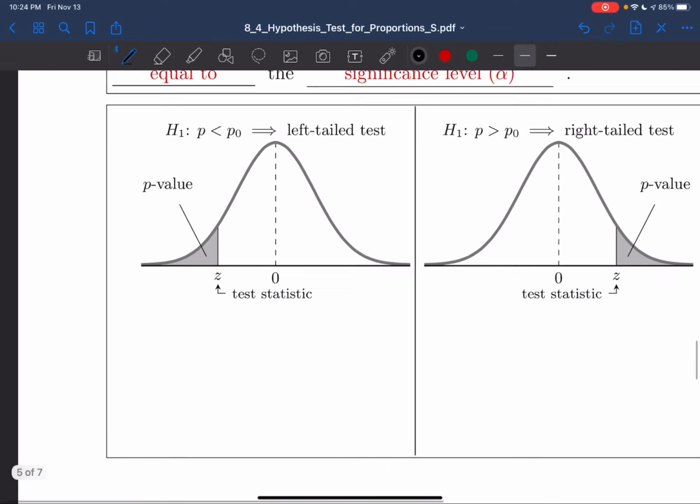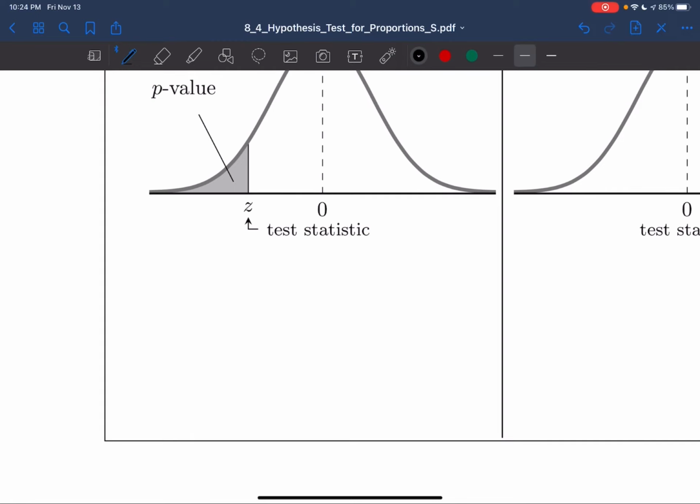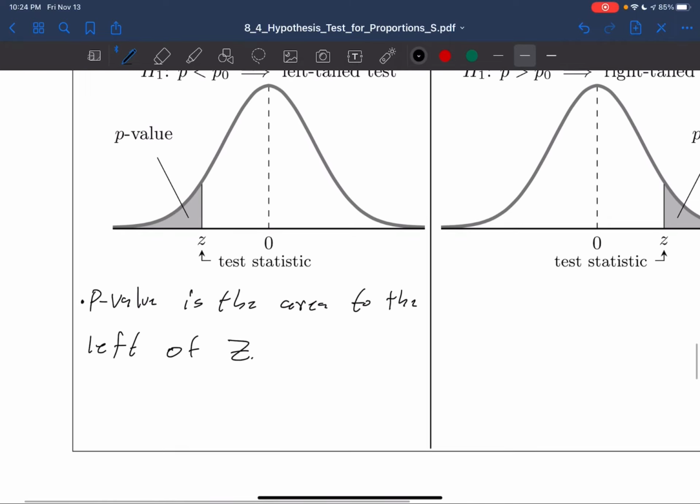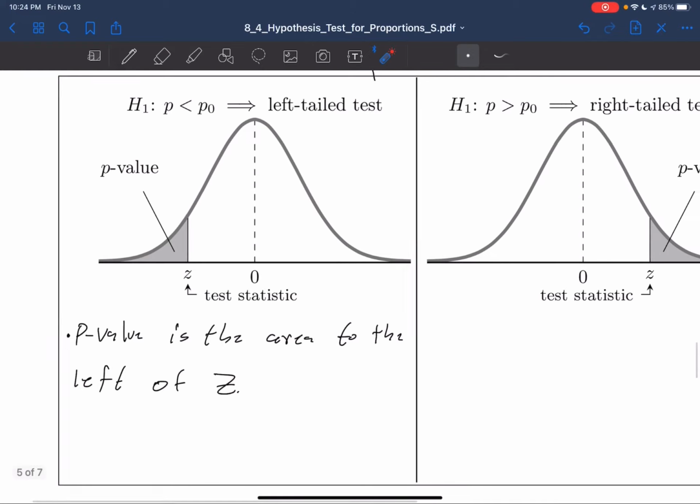So if we're dealing with a left tail test, and that's when p is less than p naught, then the p-value is the area to the left of our test statistic z. And again, this is only when we're dealing with a left tail test. It's just the area to the left of our test statistic.